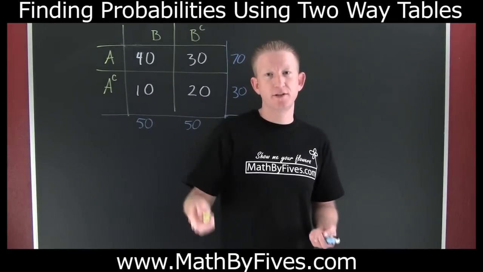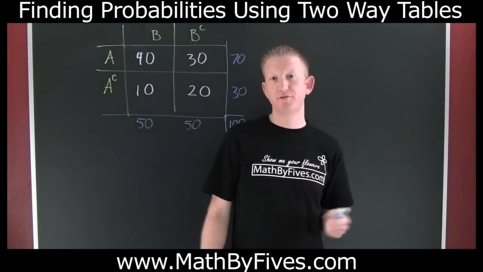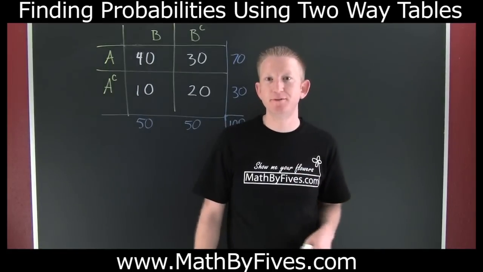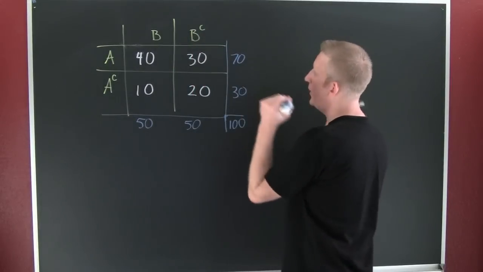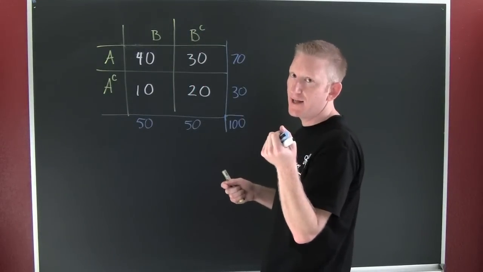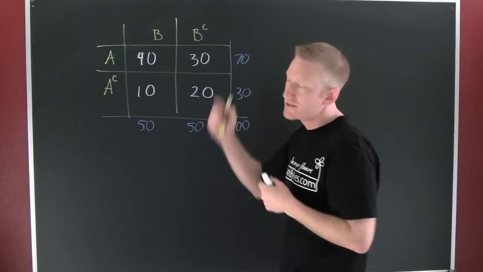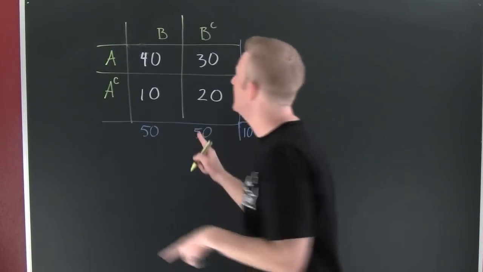Okay, let's go through and find some nice probabilities from these two-way tables. Now I have this two-way table, the one that we had in the last example when we were explaining two-way tables. Something I forgot to mention in the last example. Let's take a look at this.